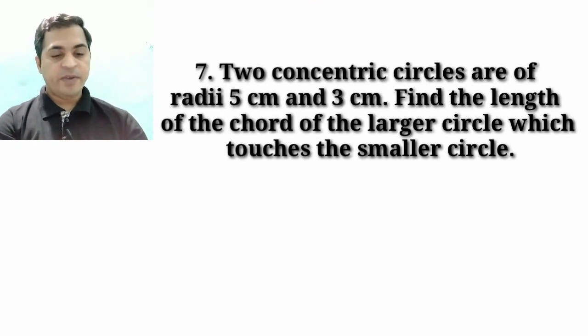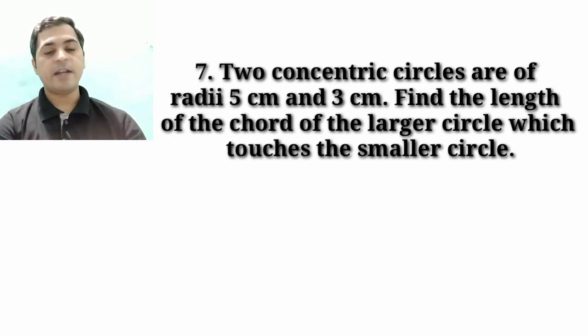Students, this is the final question of today's video lesson, so don't skip the video, just see the final one. The question is, two concentric circles of radii 5 centimeter and 3 centimeter. Means one is a bigger circle and one is a smaller circle. The bigger circle having radius 5 centimeter and the smaller circle having radius 3 centimeter. Find the length of the chord. What we want to find out? Length of the chord of the larger circle which touches the smaller circle, right students?